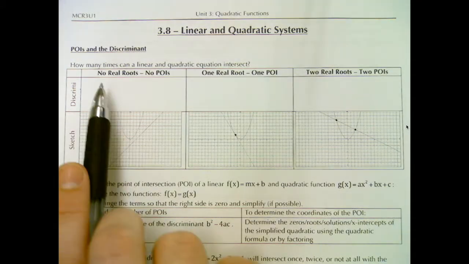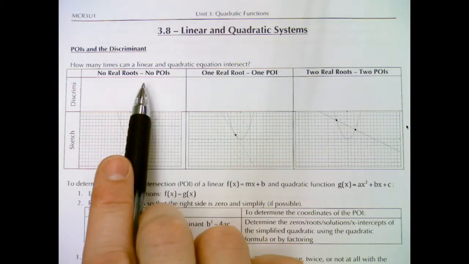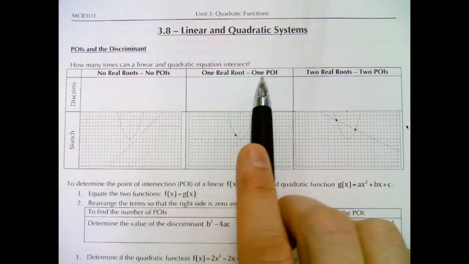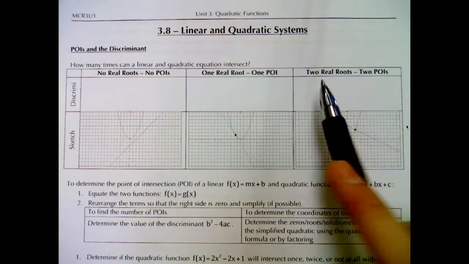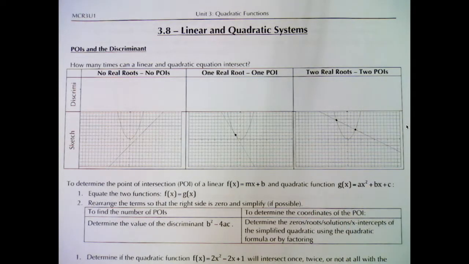The first are where there's no real roots, so there's no points of intersection. The second is where there's one real root, or one point of intersection. And the last is where there are two real roots, or two points of intersection.